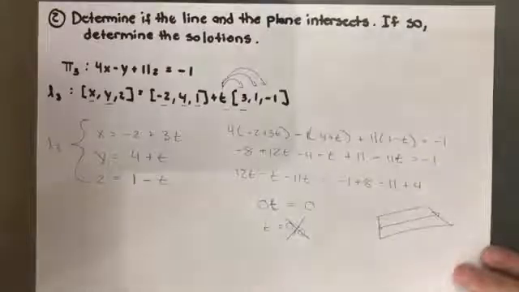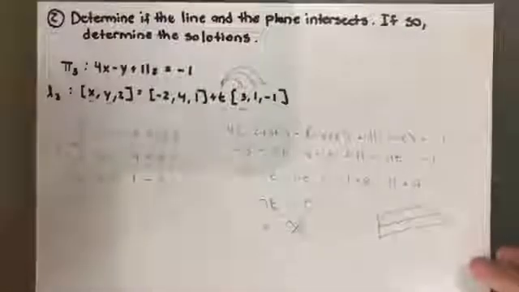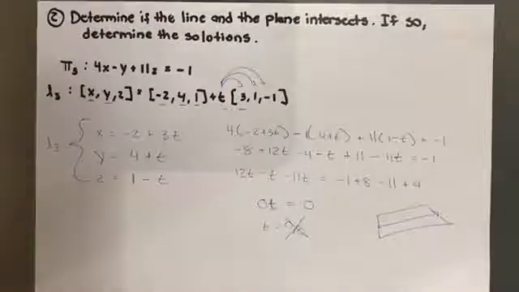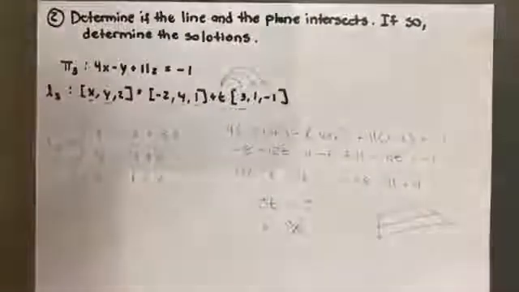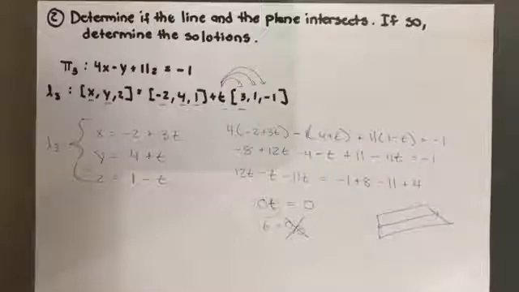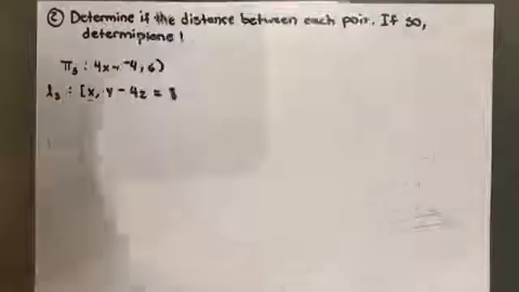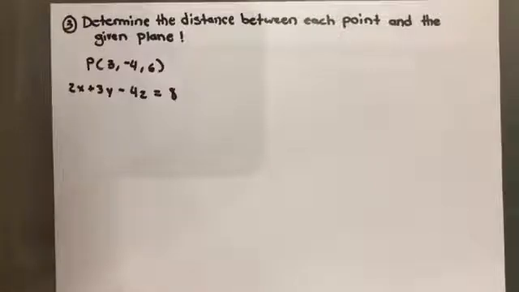Now, whenever you get a value of 0t equals 0, just know that t could be any real number. Time to move on to question number 3. Alright, time to move on to our third question. It might be one of the trickiest questions in this whole chapter of 8.5.